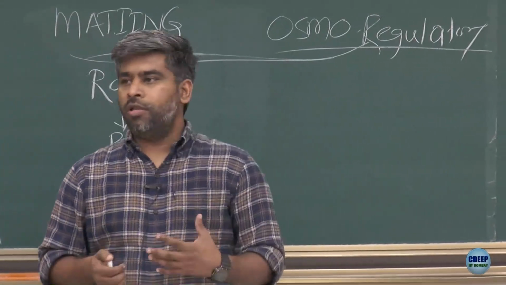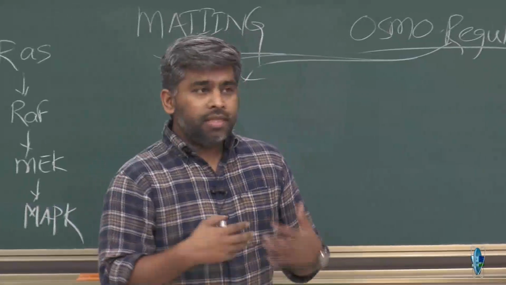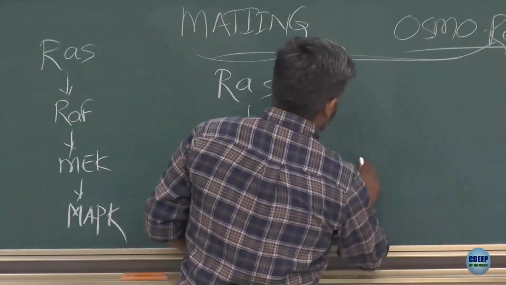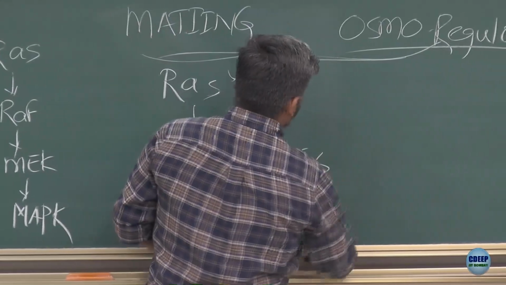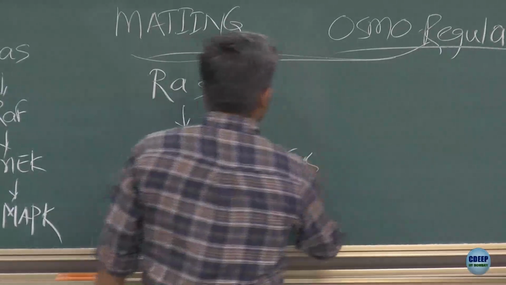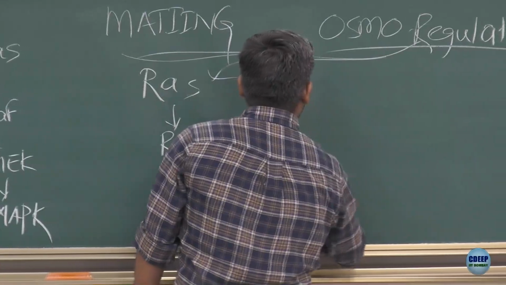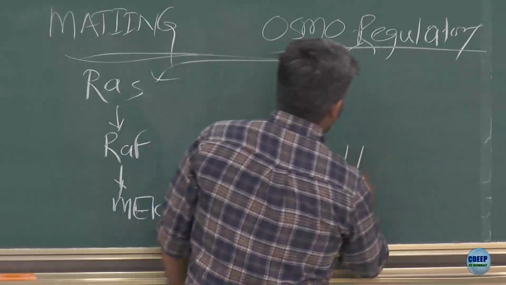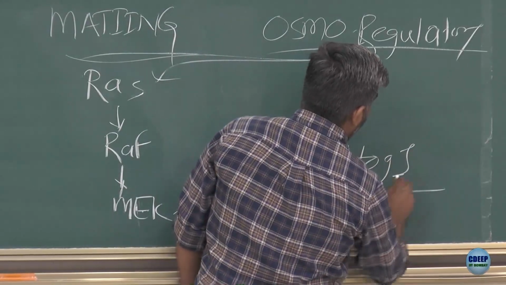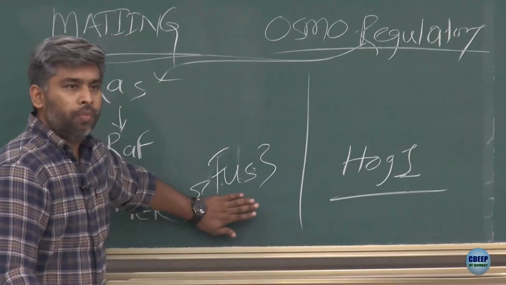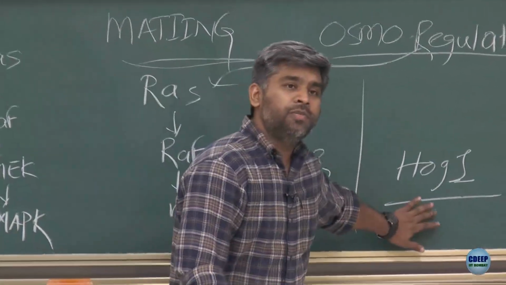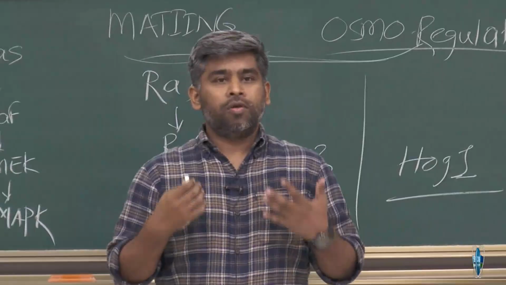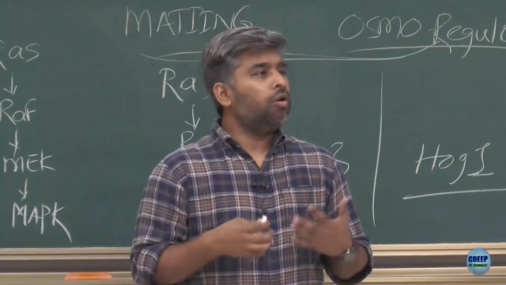your scaffold protein, you guys are following, and the end product, the end phosphorylation. Here it was FUS3, and here you have HOG1. So this will go and drive the expression of mating type genes, and this is going and driving the expression of genes which are required to provide protection against osmotic shock, the osmoprotective genes.